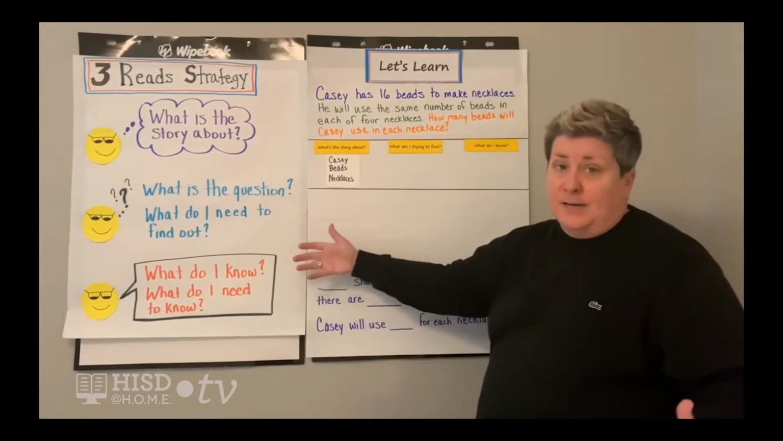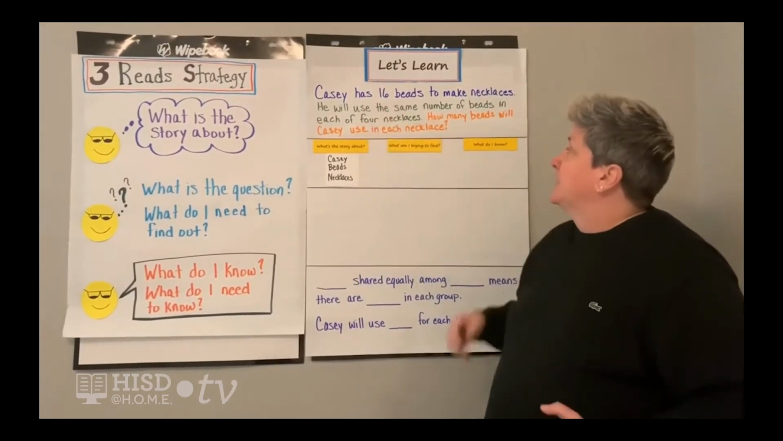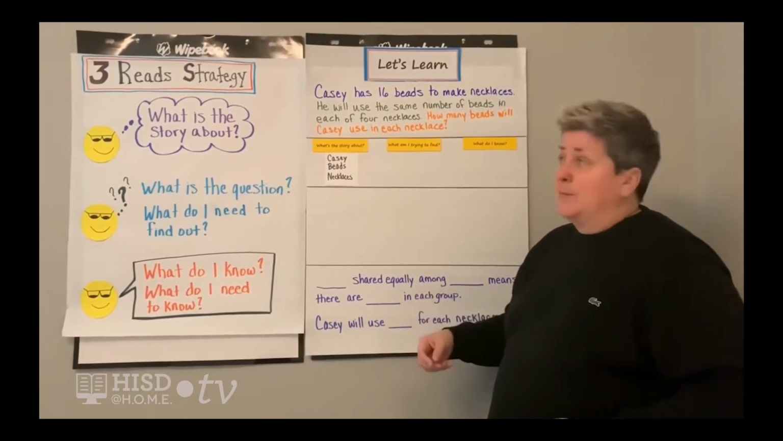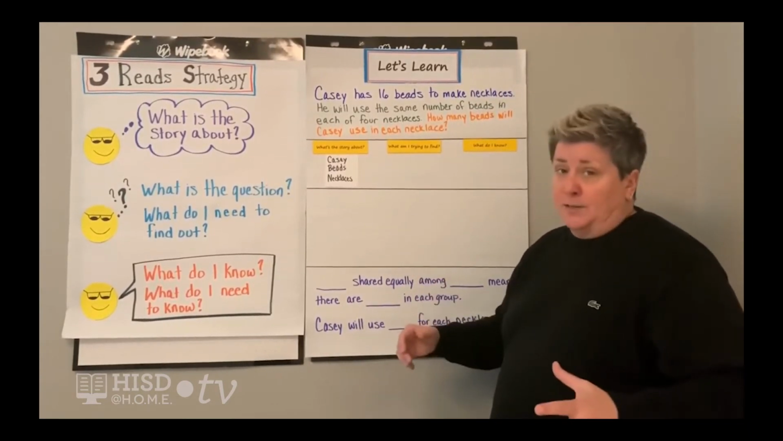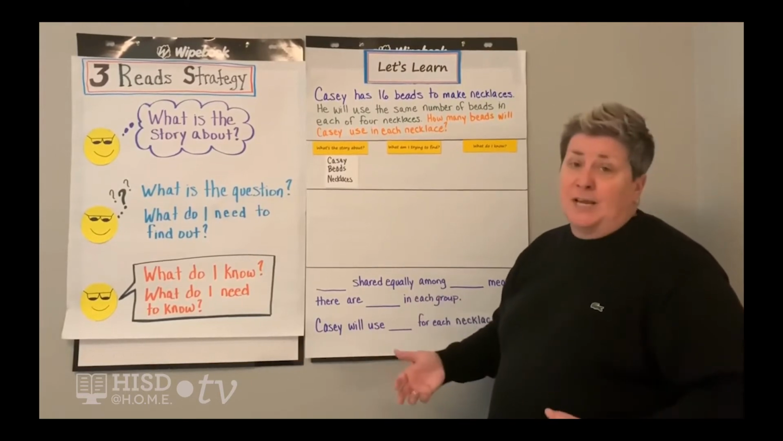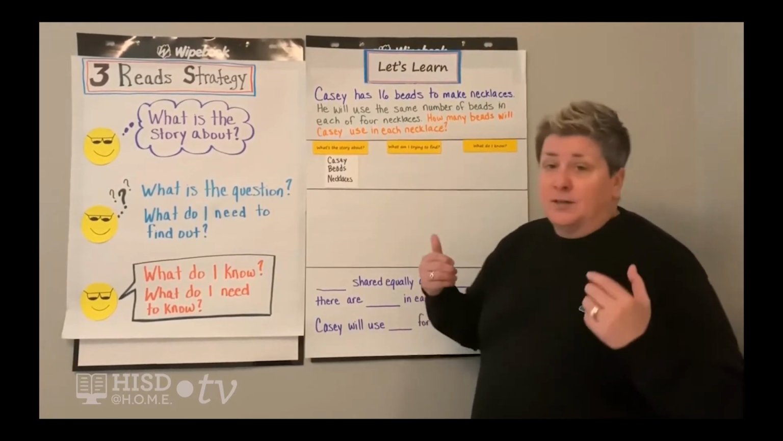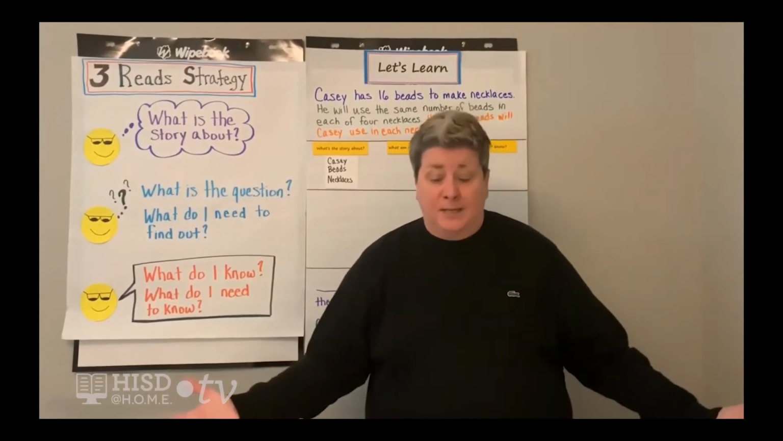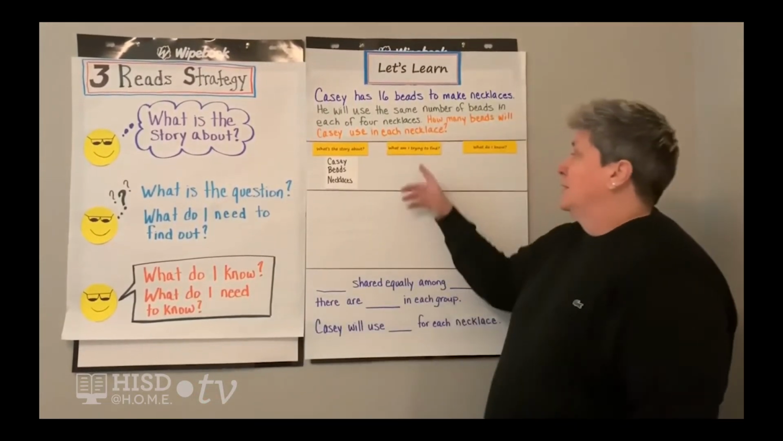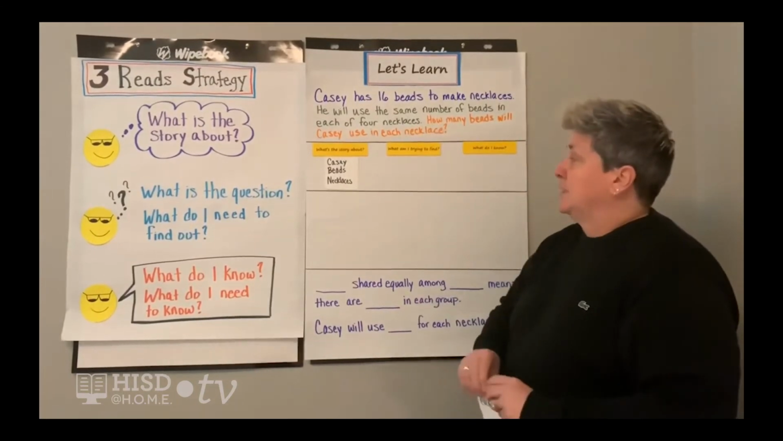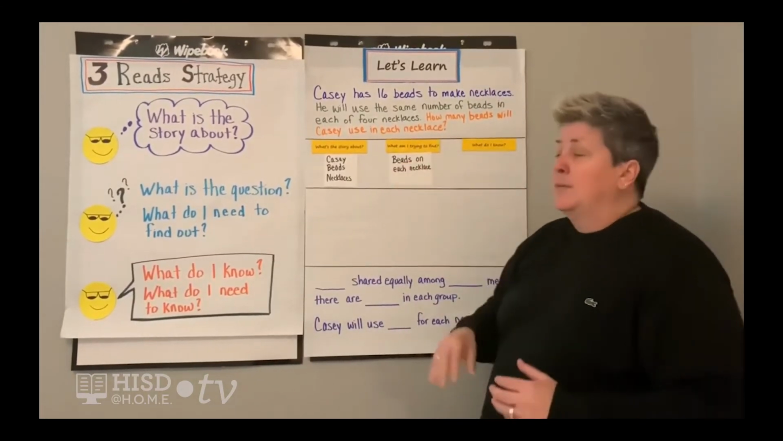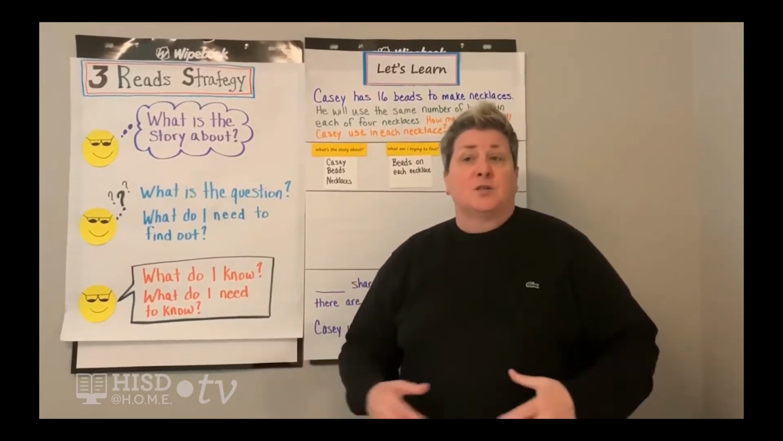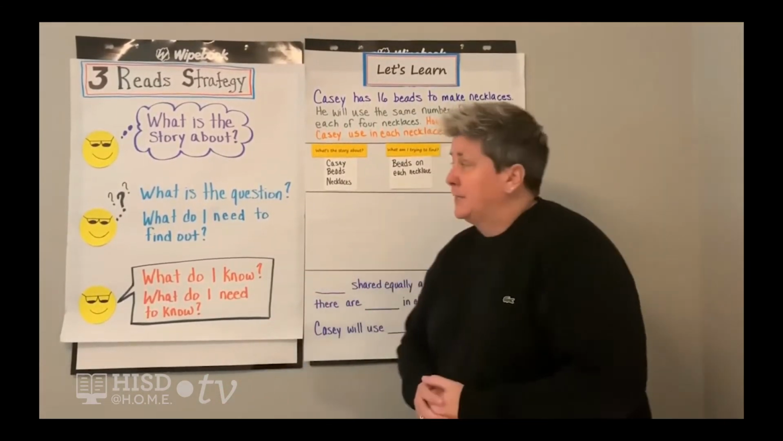So we're going to read it a second time with a focus on, what am I trying to find out? Casey has 16 beads to make necklaces. He will use the same number of beads in each of 4 necklaces. How many beads will Casey use in each necklace? So if he's building these necklaces and he's got all these beads, then we know that what we're trying to find out, by looking at the question, is how many beads will Casey need to put on each necklace so that there's an equal share of beads.